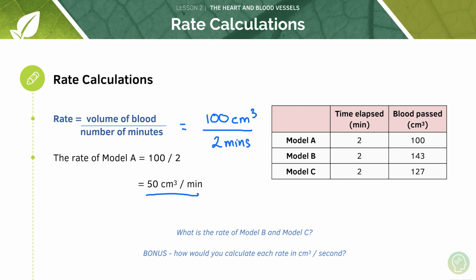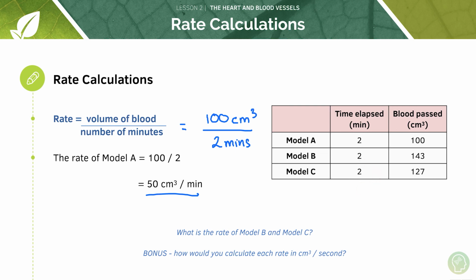Now, does that make sense? We're doing the volume of blood over time elapsed. Now, in a similar way, could you please calculate the rate of model B and model C? So for model B, you should have done 143 over 2, which would have given you your answer of 71.5 centimetres cubed per minute. And the same for C, you should have done 127 over 2, which is 63.5 centimetres cubed per minute.